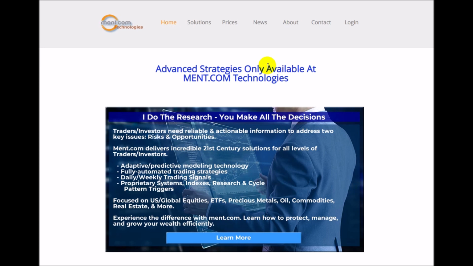So the services that I'm offering you with Mint.com come down to three key elements. Number one, I'm giving you the high level Mint rotational modeling system investment strategy, which beats the S&P considerably over the last 15, 20 years.